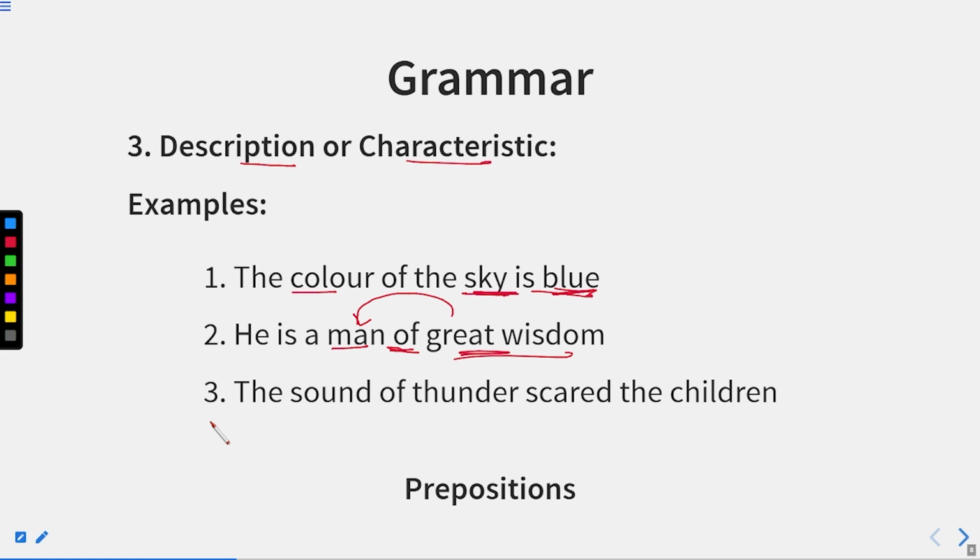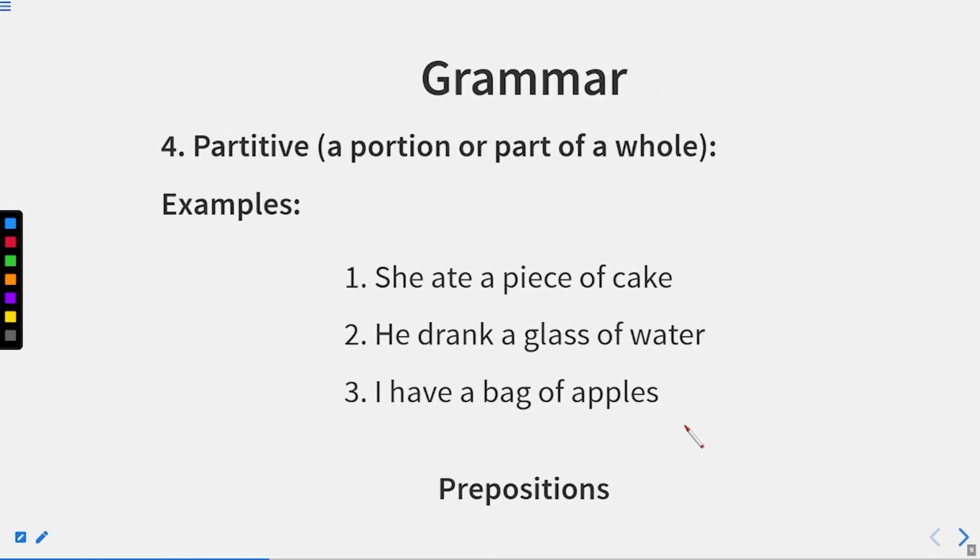The sound of thunder. It means we are talking about the sound. The sound of the thunder scared the children. So we are talking about the quality or the description of this thunder or the sound. It scared the children, it means it must have been very harsh, very loud. So this is how we can use preposition of for the description of the characteristic. Now let us move to the next one.